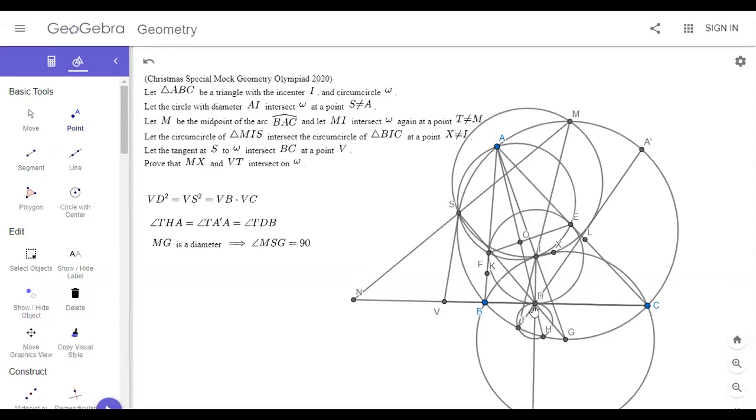Yeah, no, I know how to prove SD and G are collinear. I'm just wondering, how do we show M, X, and H are collinear? SF over SE is equal to BD over DC. I know how to prove that fact.